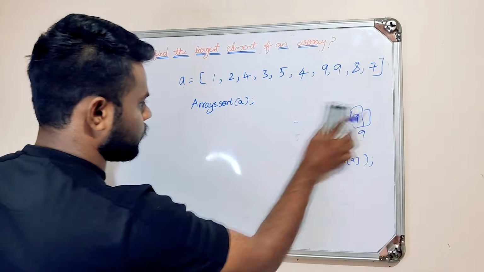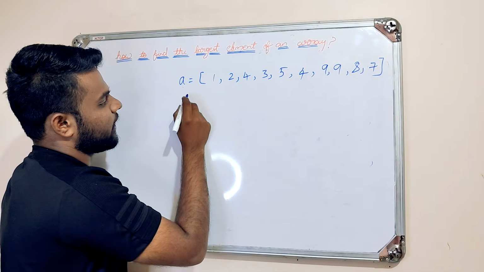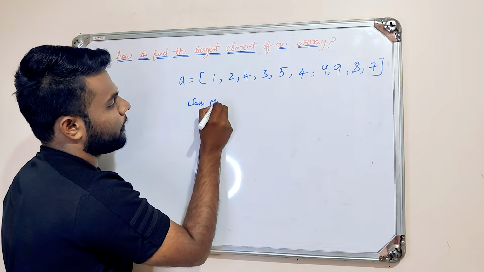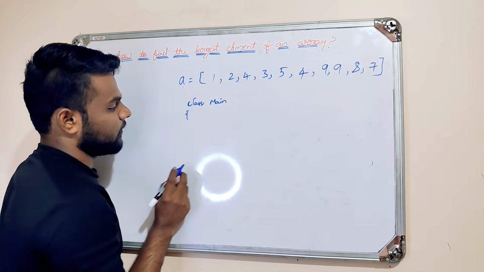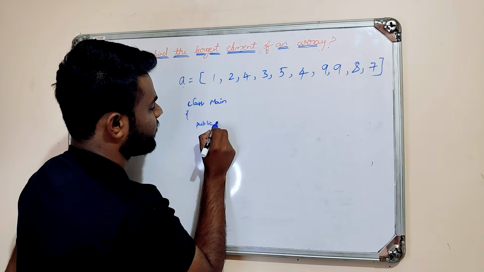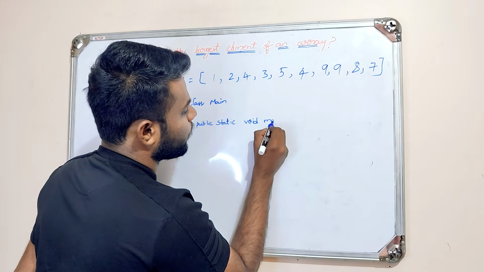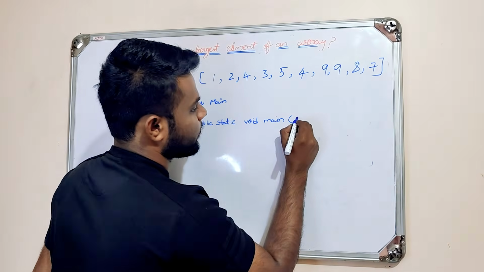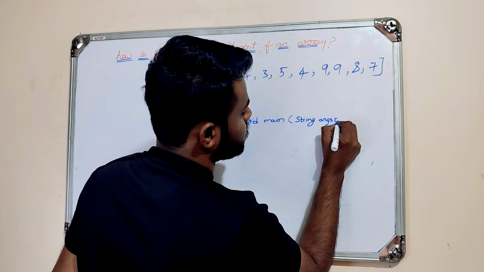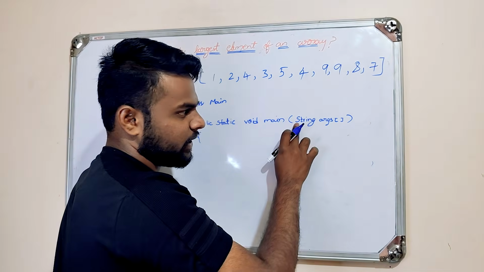So how to write the code in a Java program? First let me take class main. And then here public static void main string args, and here S should be capital.